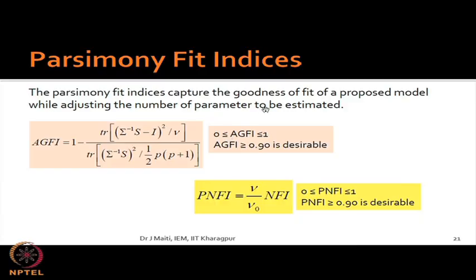Then the parsimony fit index. It is similar to adjusted R square in regression, and it basically talks about fit per parameter estimate. And AGFI, here you just see that the upper portion, the numerator, is divided by the degrees of freedom, and the denominator is also divided by the degrees of freedom, as we did in calculating adjusted R square. This value should lie between 0 and 1, and AGFI greater than 0.90 is desirable. Then the parsimonious normed fit index, which is nu by nu 0 times NFI, where nu is the degrees of freedom of the proposed model, and so on.